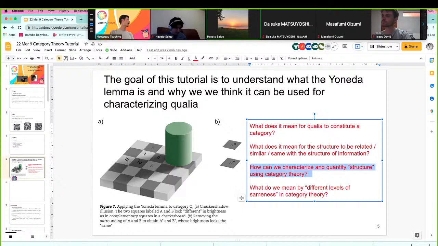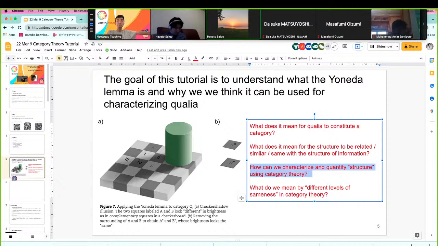The alternatives that we tend to use are things like set theory or graph theory, but those can in fact be subsumed in category theory. And then the next point is how we can characterize and quantify structure using category theory. As I said, category theory is literally a mathematical theory of tools for structure. And how can we quantify structure using that?